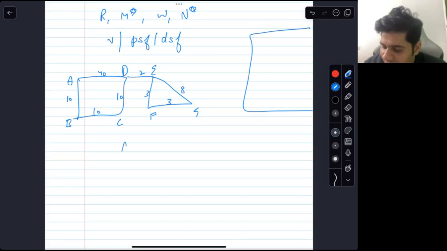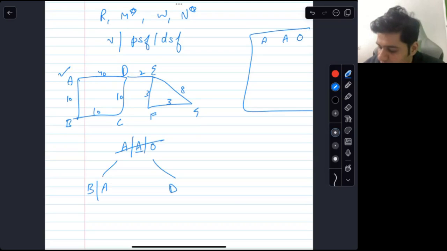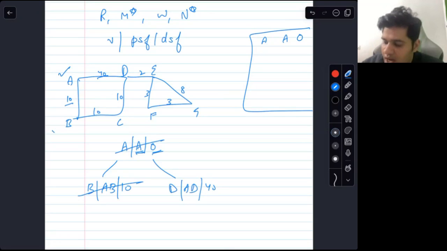So initially I add A0 to the tree. Remove, mark, work, A0. Add the neighbors B and D. So B will be added, D will be added. For B, AB: 0 plus 10, 10. AD: 0 plus 40, 40. So I will remove B. Remove, mark, work.